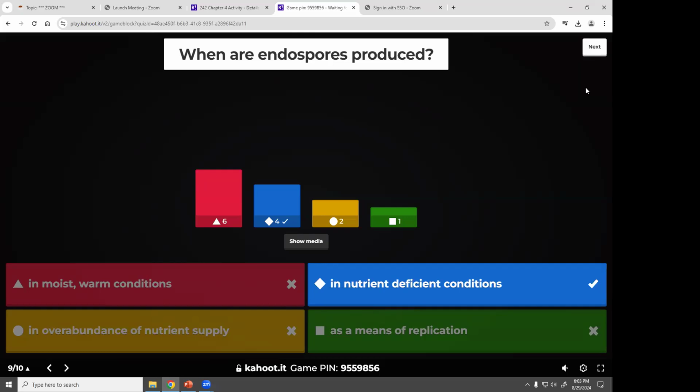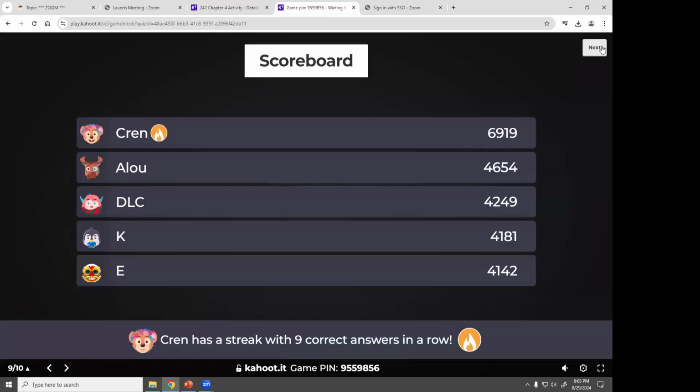So the endospores themselves won't be produced in these other situations because these are actually pretty good times situations. Yeah. You won't be replicating unless you're in a good time.